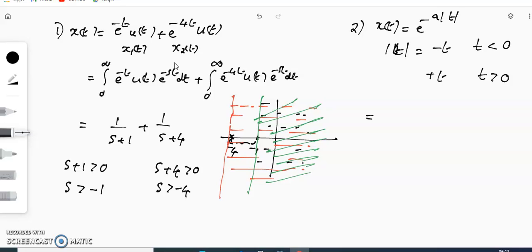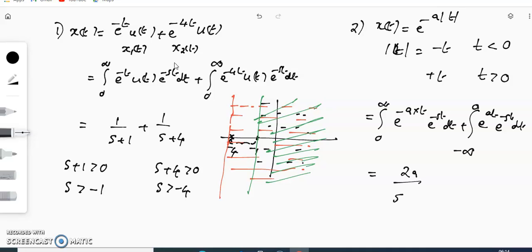So when you write the equation, it will be integral 0 to infinity e raised to minus a into positive t into e raised to minus st dt plus integral minus infinity to 0. Okay, both areas you have to mark, minus infinity to 0 e raised to at into e raised to minus st dt, because minus a into minus t is plus at. You will get the answer as 2a divided by s square minus a square.